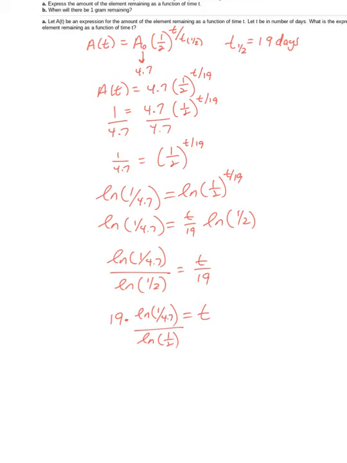So hopefully you can follow here the step-by-step work. So after dividing both sides by 4.7, we then can take this and ln both sides. And then the exponent can drop to the front. Divide both sides by ln of 1/2 and multiply both sides by 19.